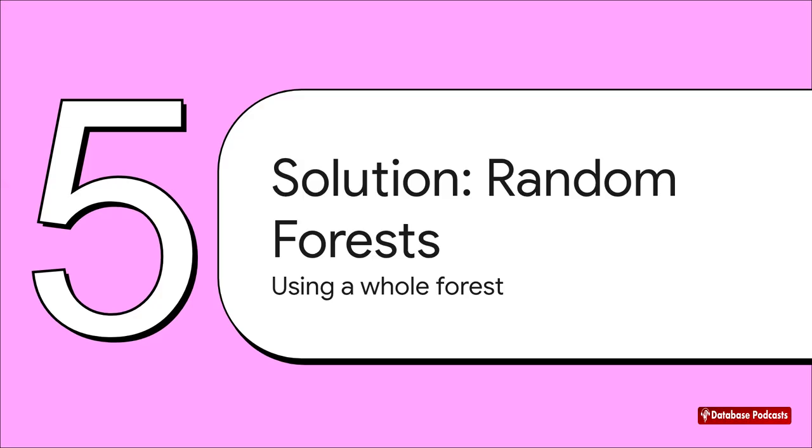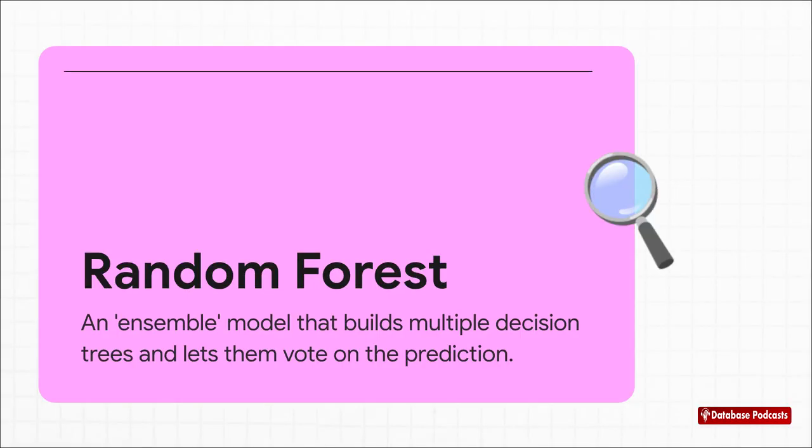So, if one single, super detailed tree can be this flawed, what's the solution? Well, what if we use a whole forest? This brings us to a really elegant fix. The solution is called a random forest. It's an ensemble model, which is a fancy way of saying it's a team. Instead of building one huge, complicated tree, it builds many simple decision trees and then combines their predictions.